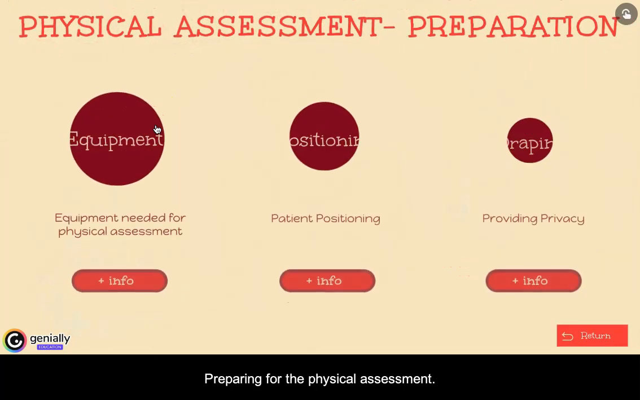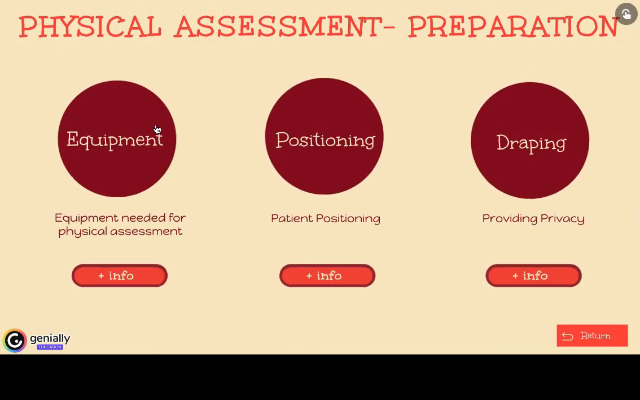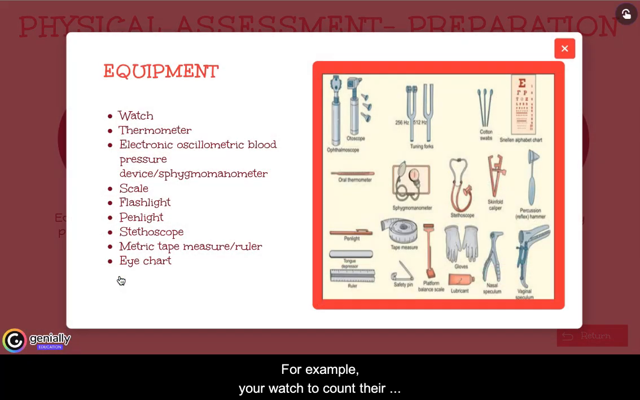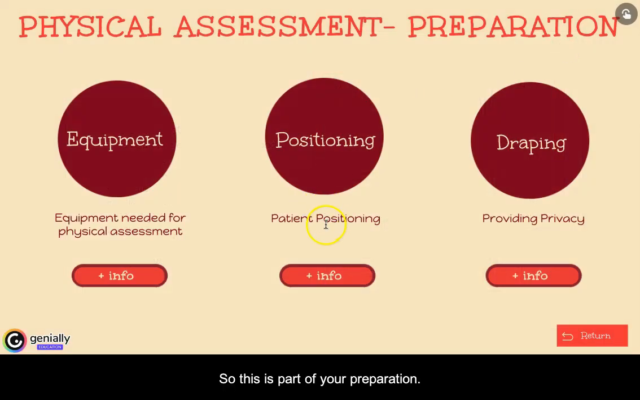Preparing for the physical assessment. You gather your supplies, get all the equipment you need for your physical assessment. For example, your watch to count their heart rate. Then you want a thermometer. Then you want your blood pressure, sphygmomanometer. Sorry, I can never pronounce that. You need a scale to check their weight. Flashlight or pen light, stethoscope, tape measure, eye chart. So these are all the important nursing tools that you need to perform the assessment. So this is part of your preparation.